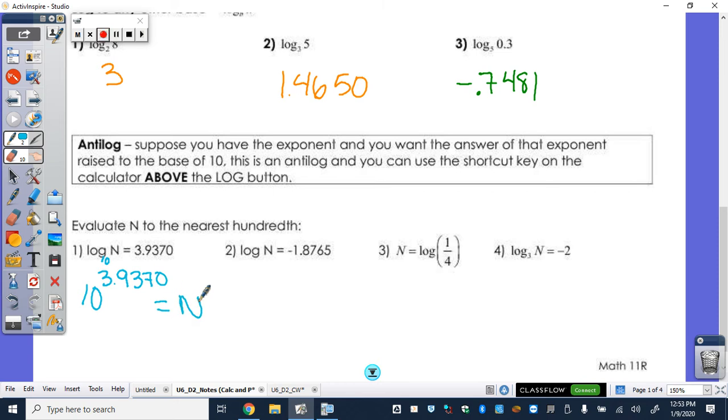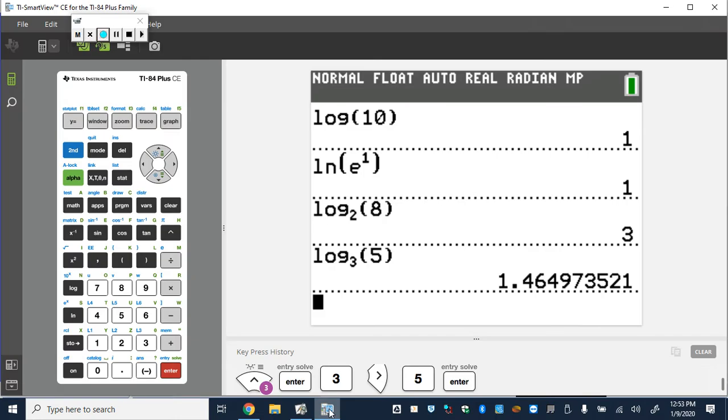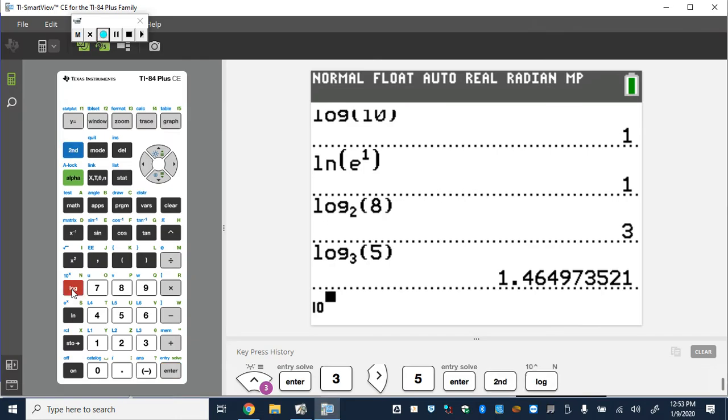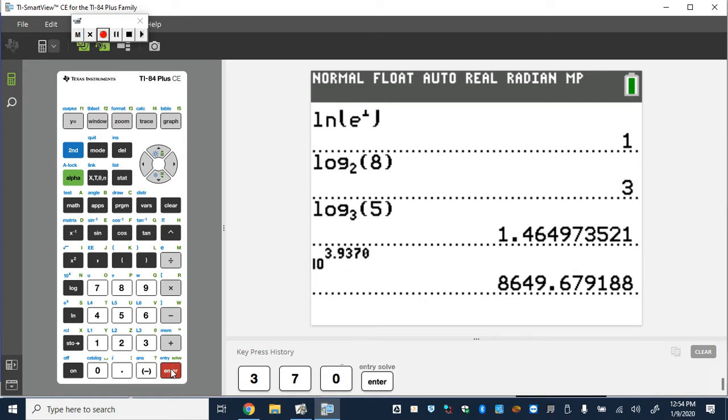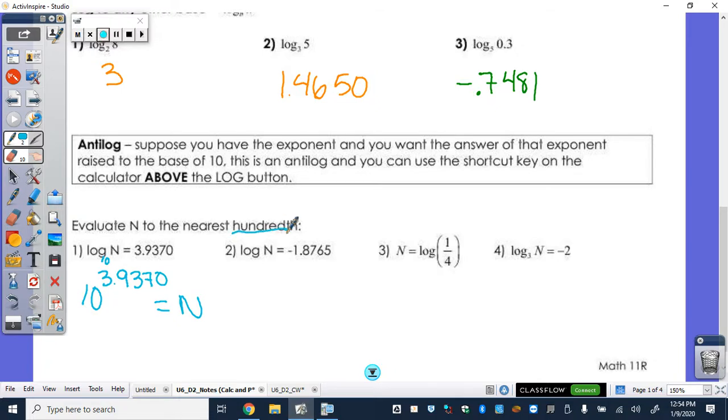So the anti-log in your calculator, which is simply pushing second and then log, just sets up the 10 and then the exponent spot for you. It's just a little shortcut to make that process a little bit faster. So then 3.9370 gives 8,649.68. Well, this one says nearest 100th. So again, antilog is just a shortcut to give you your 10 to the exponent spot.